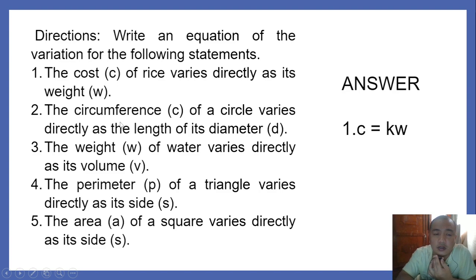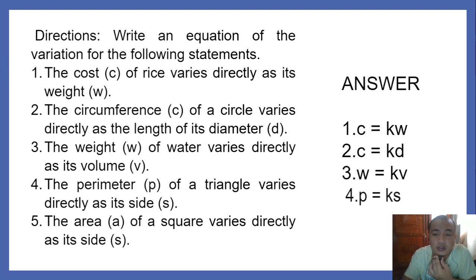How about this? Number 2, the circumference of the circle varies directly as the length of its diameter. Direct variation again. C is equal to KD. Number 3, the weight of water varies directly as its volume. Okay, all of these are direct. So, W is equal to KV. For the perimeter, direct again. P is equal to KS.